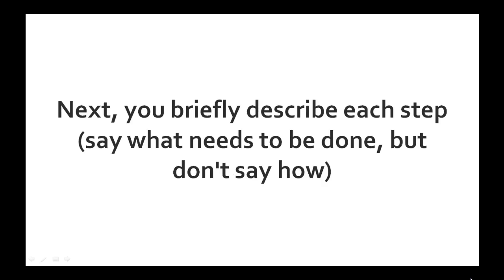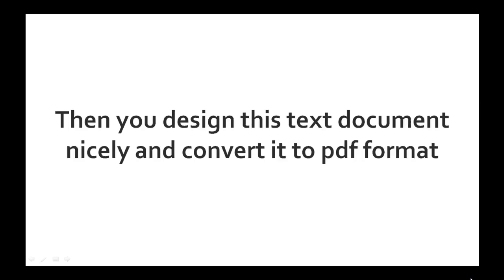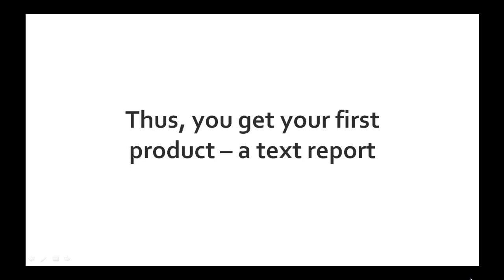First, you open a text document and write down all the steps of your recipe. Next, you briefly describe each step, say what needs to be done but don't say how. Then you design this text document nicely and convert it to PDF format. Thus you get your first product, a text report.